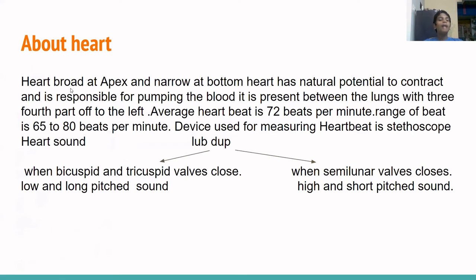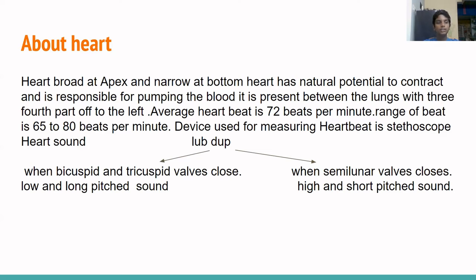About the heart. Heart is broad at the apex and narrow at the bottom. Heart has natural potential to contract and is responsible for pumping the blood. It is present between the lungs with 3/4 part off to the left. Average heartbeat is 72 beats per minute. The range of heartbeat is 65 to 80 beats per minute. Device used for measuring heartbeat is the stethoscope. The heart sound is lup, dup.